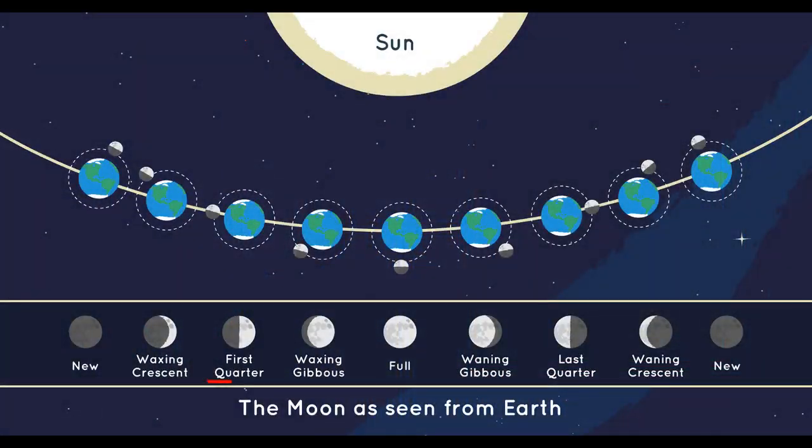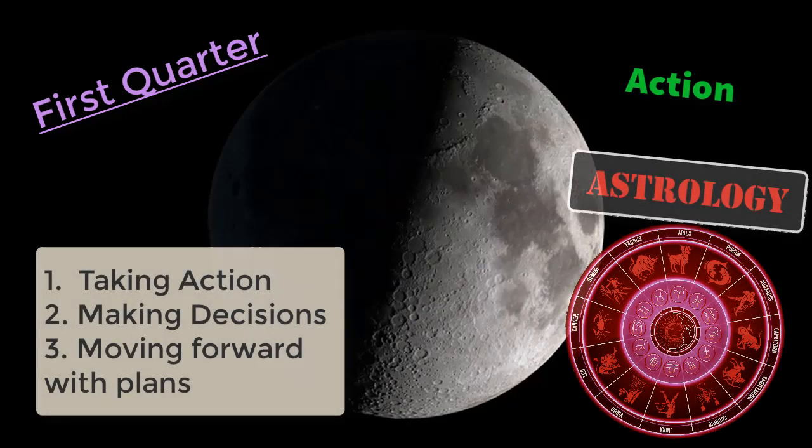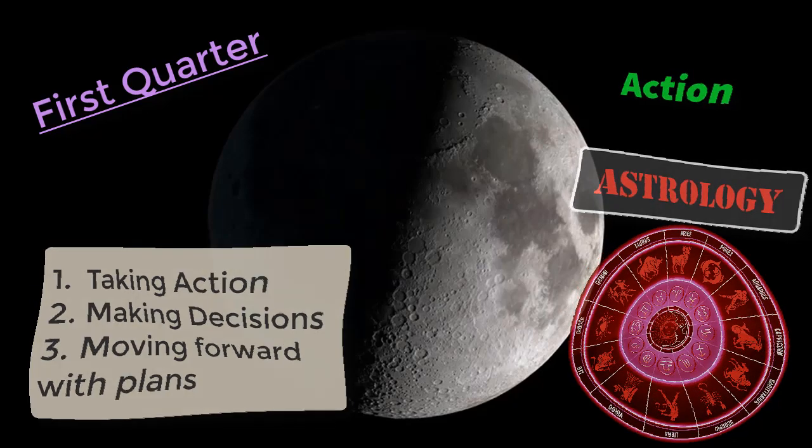And then we have first quarter. This is the phase of the moon when it appears as a half circle in the sky. It occurs when the moon has completed a quarter of its orbit around the Earth. In astrology, this is the time for taking action, making decisions, and moving forward with plans.